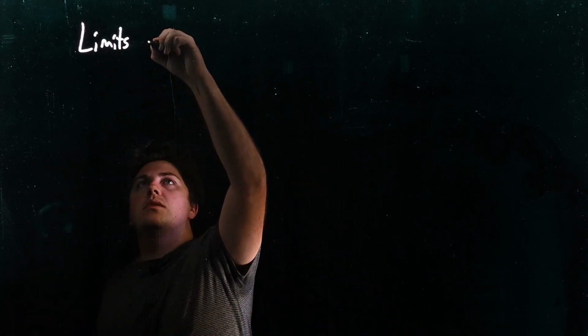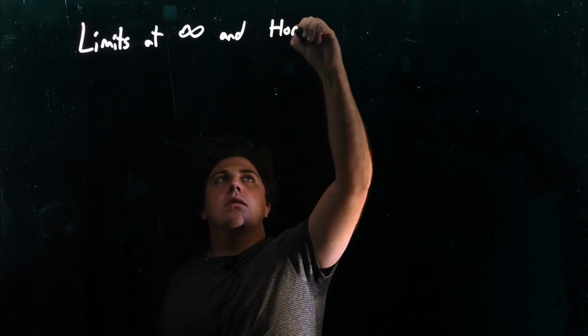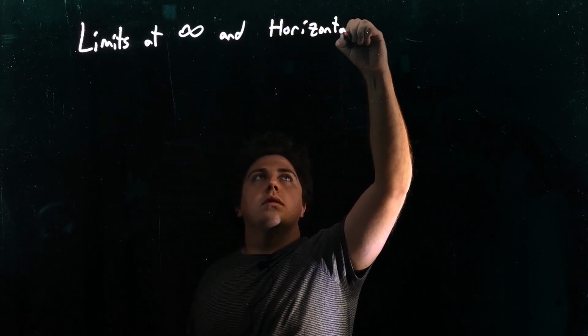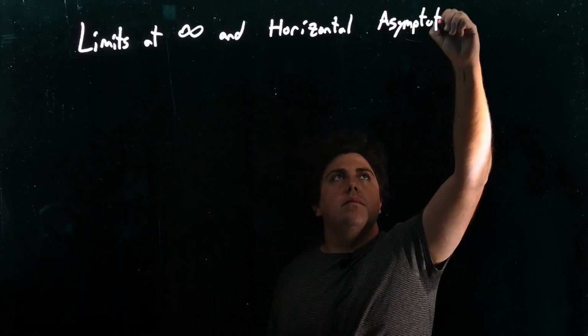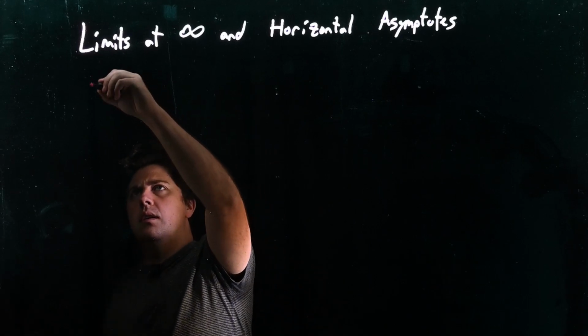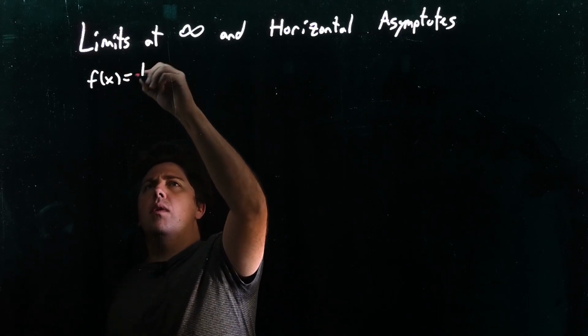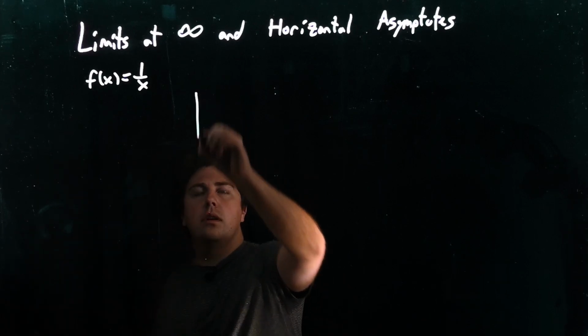So let's talk about limits at infinity and horizontal asymptotes. All right, so let's go back to this function, f of x is equal to 1 over x, but let's talk about what this looks like for x very large.